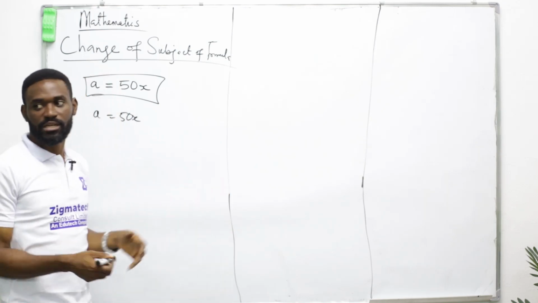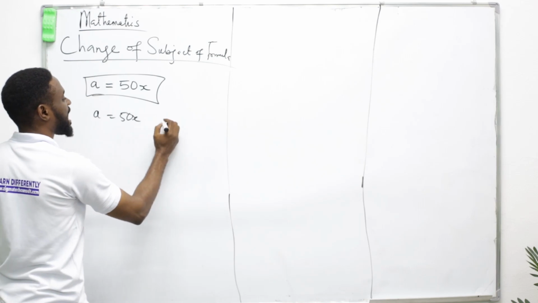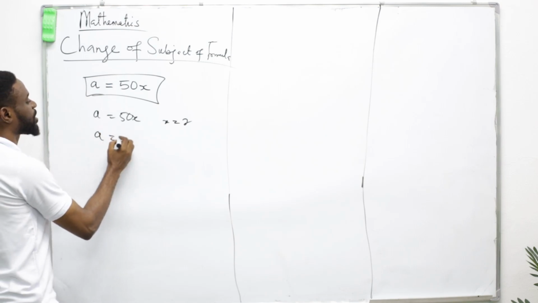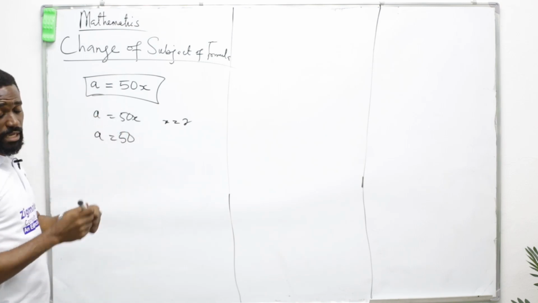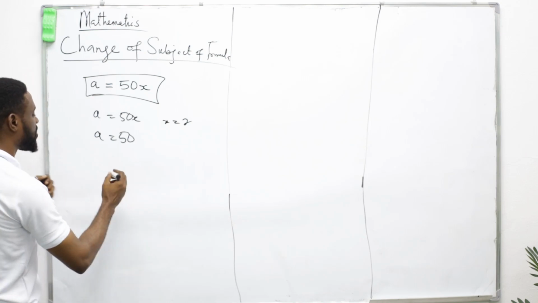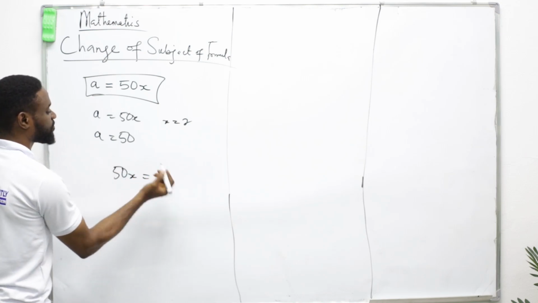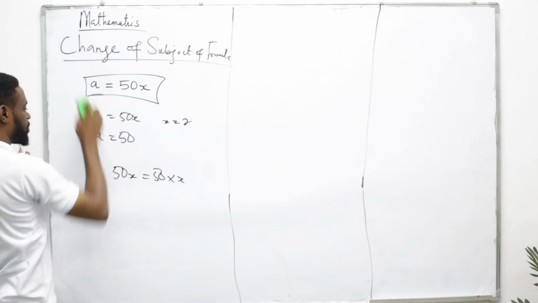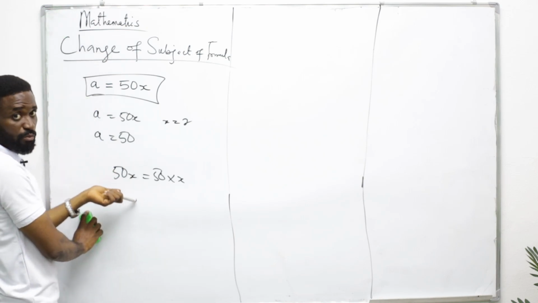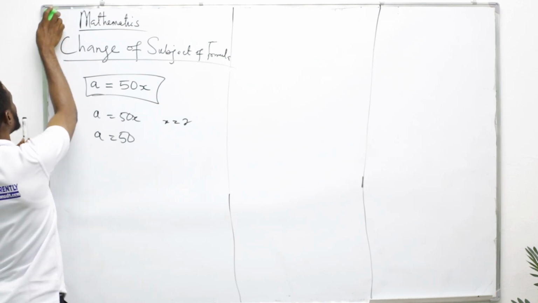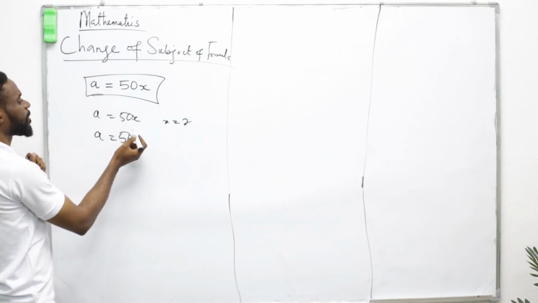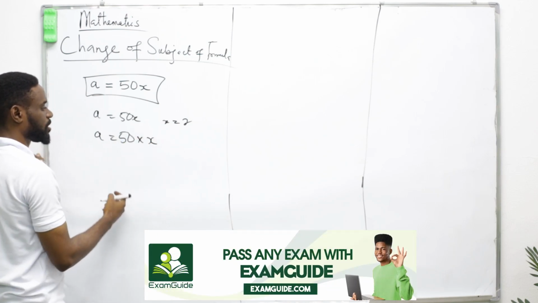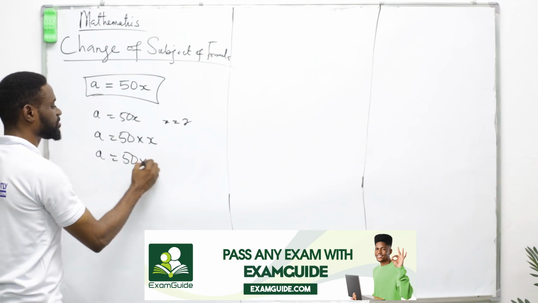Now, let's assume that the value of x is equal to, let's say, 2. So that means A will now be equal to 50. In algebra, if we have 50x, in expanded form, it means 50 times x. I hope you get that. I think we have learned something like this here in this channel. So what it means is that 50 is multiplied by x. So now we say A is equal to 50 times, what is the value of x?